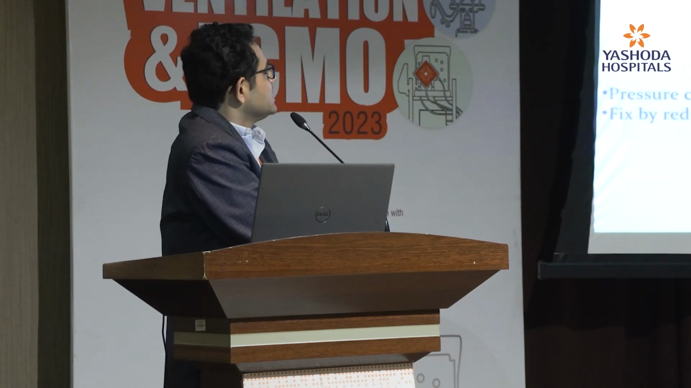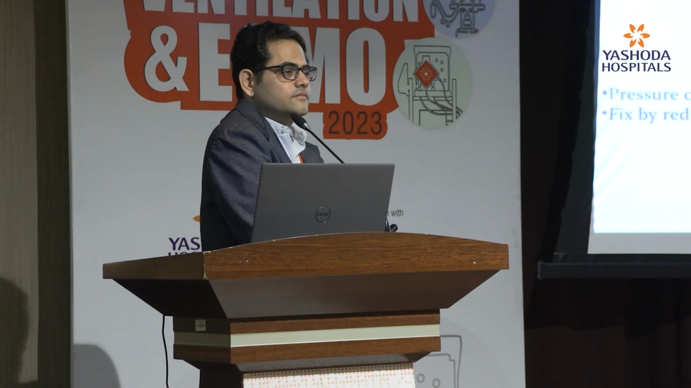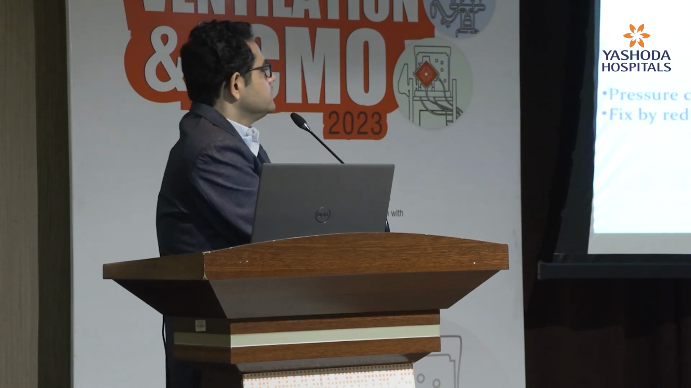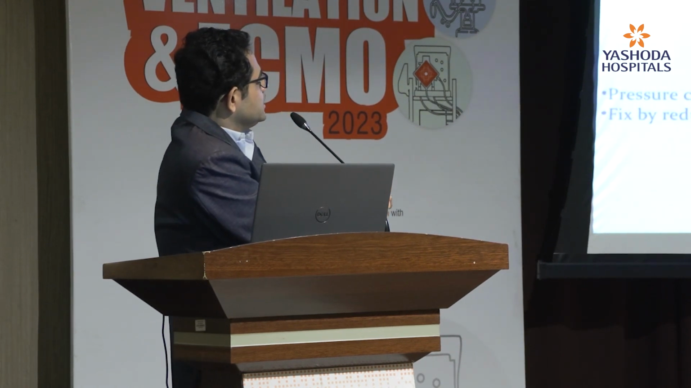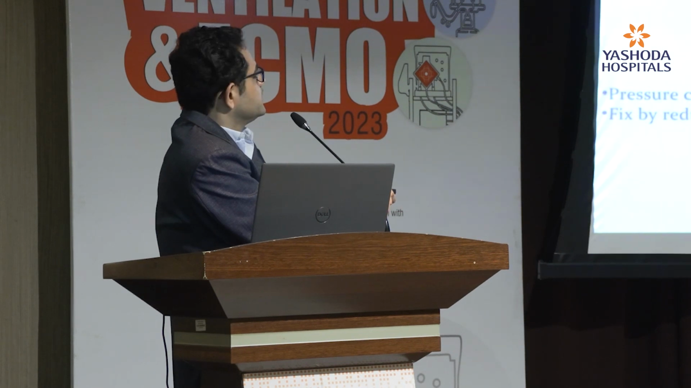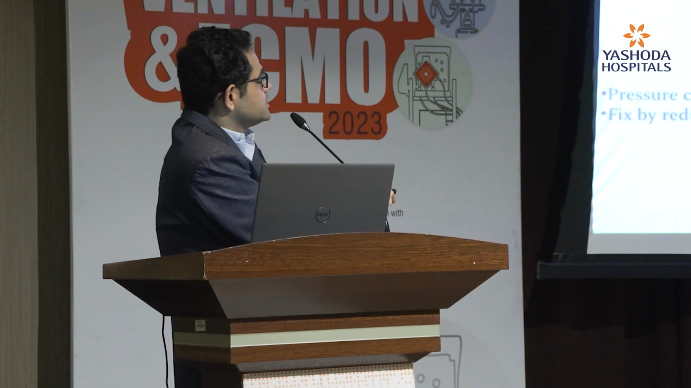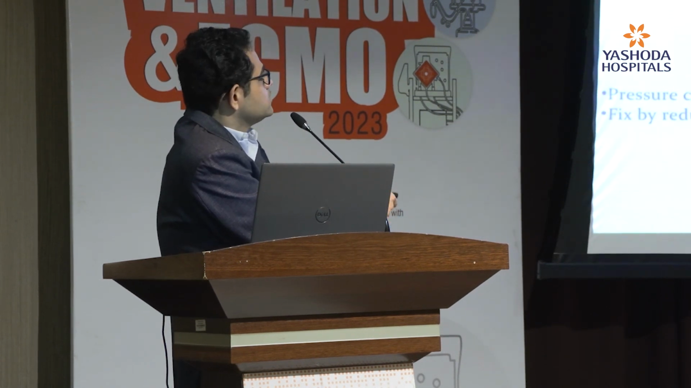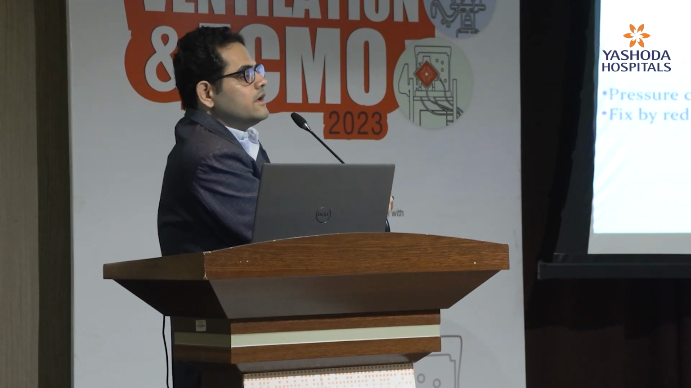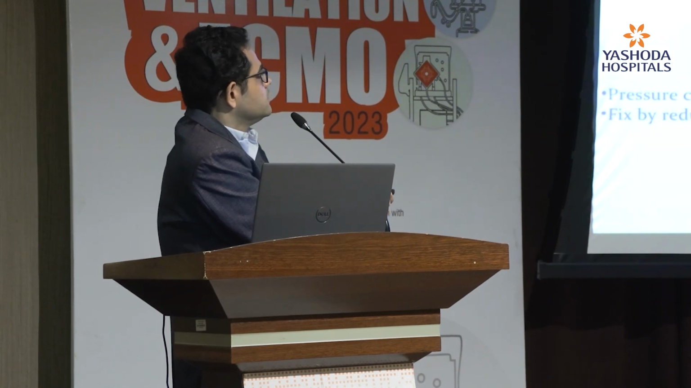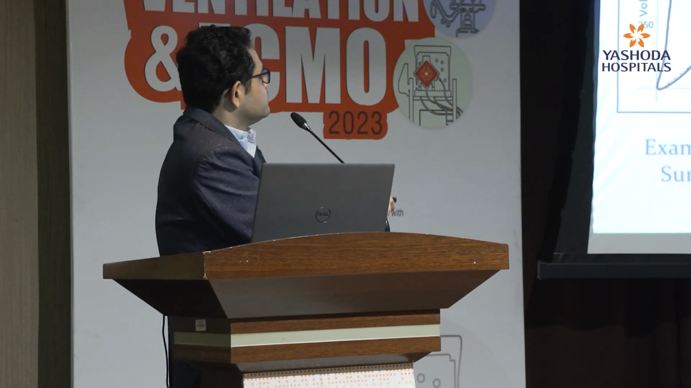Okay, so what is happening here? Over-distension of alveoli. How will you see? You see, if you ventilate beyond this point, there will be no increase in the tidal volume, but there will be an increase in the pressure. So you are over-distending the alveoli. So what you have to do? Just reduce the volumes. Okay. Again, then what is happening here?